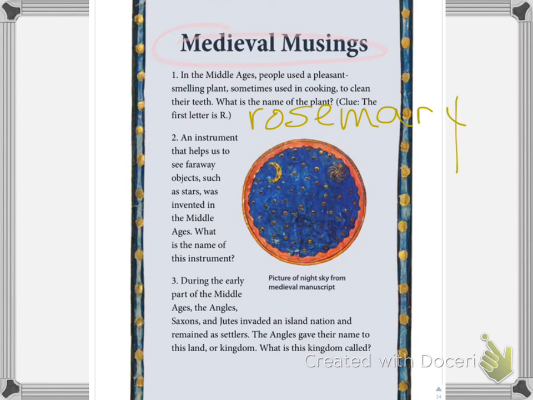Question 2. There was an instrument that helps us to see faraway objects, such as stars. It was invented in the Middle Ages. What is the name of this instrument? Well, hopefully you said it was a telescope.